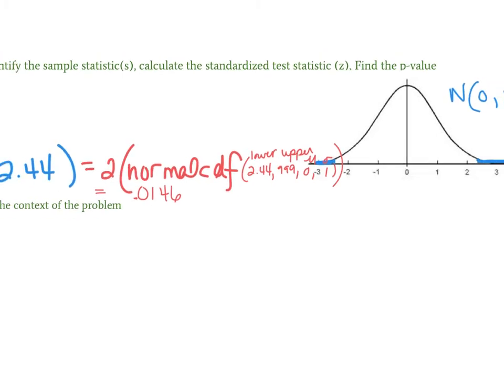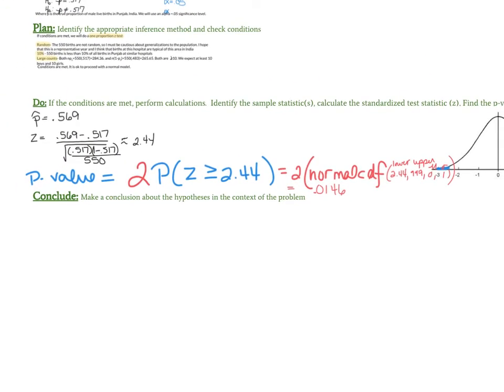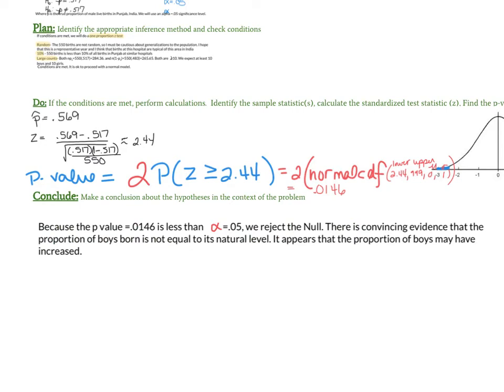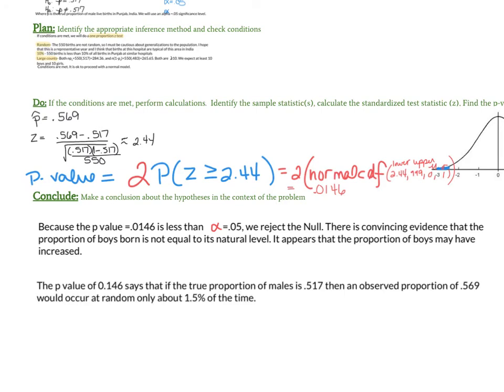Okay, so let's move on to our conclude portion. So my conclusion is because the p-value equals 0.0146 is less than my alpha level equals 0.05, we reject the null. So when the p-value is low, you reject the H sub o. There is convincing evidence, so now I'm finding for the alternative in context. There is convincing evidence that the proportion of boys born is not equal to its natural level. And then I'm also stating, you know, it appears that the proportion of boys may have increased because I have a sample that's higher.